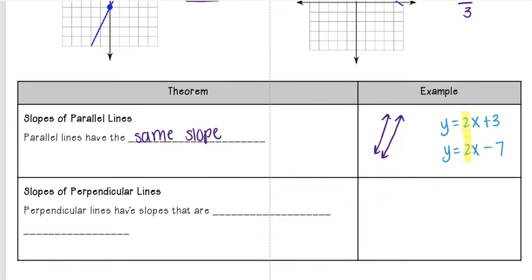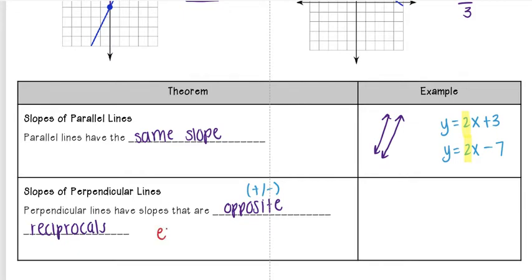Perpendicular lines, on the other hand, have slopes that are opposite reciprocals. So when I say opposite, I mean opposite signs. So positive, negative. One's positive, the other's negative. And reciprocals means that I'm basically flipping the fraction. So let's look at an example.